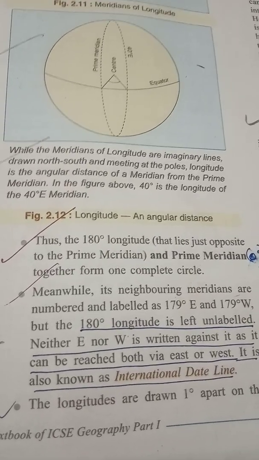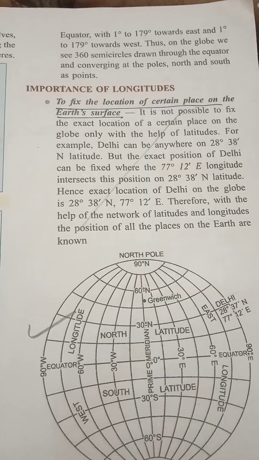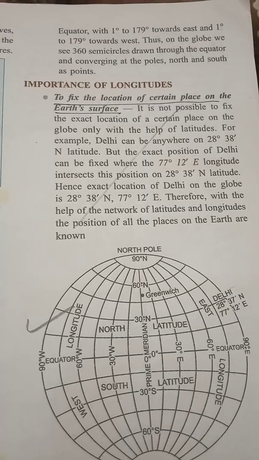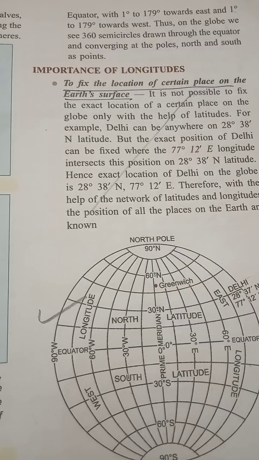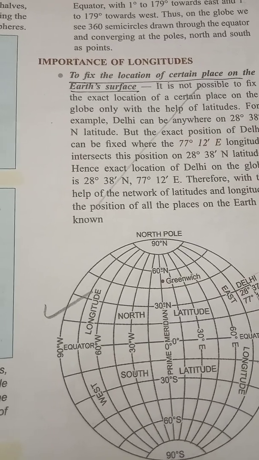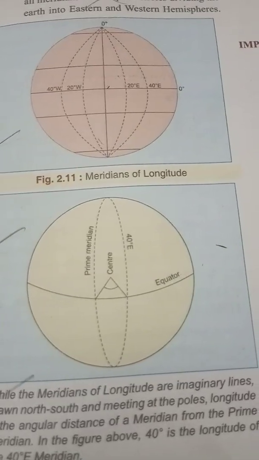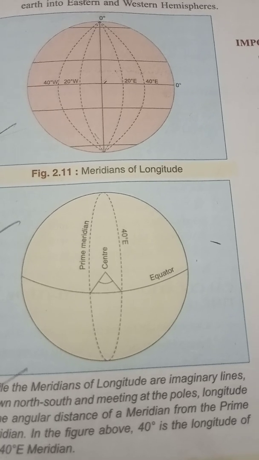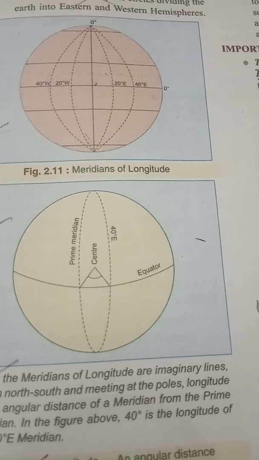So children, longitudes are drawn 1 degree apart on the equator with 1 degree to 179 degree toward east, 1 degree to 179 degree toward the west, and so on the globe we have 360 semicircles drawn through the equator converging at the poles, north and south, as points. They converge at the poles.